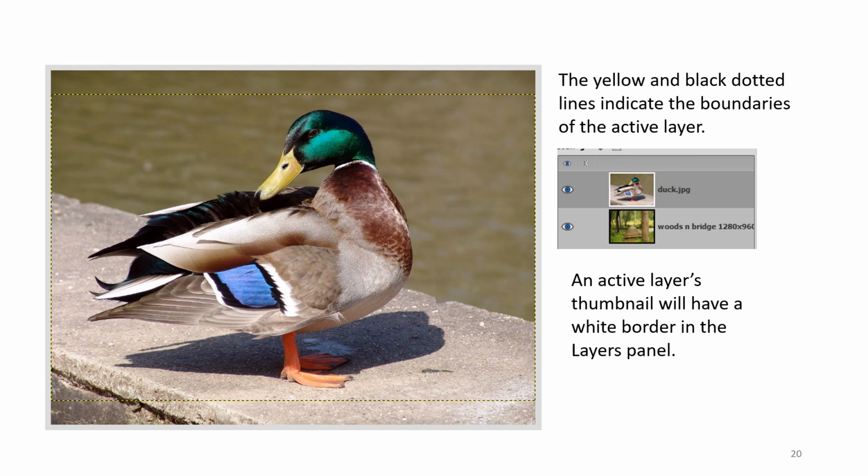The yellow and black dotted lines indicate the boundaries of an active layer. An active layer's thumbnail will have a white border in the Layers panel.